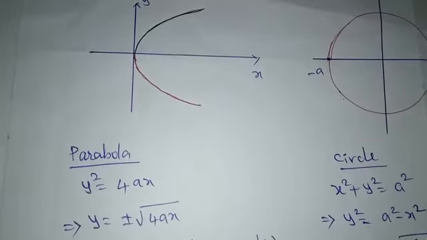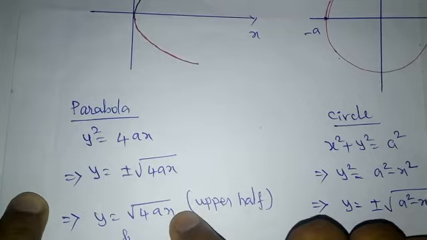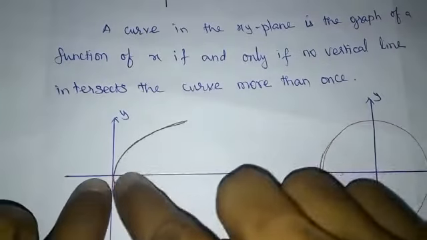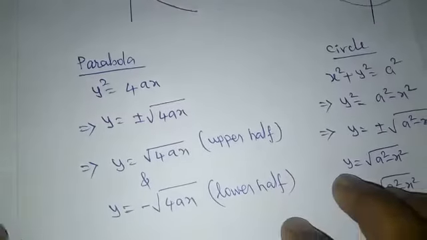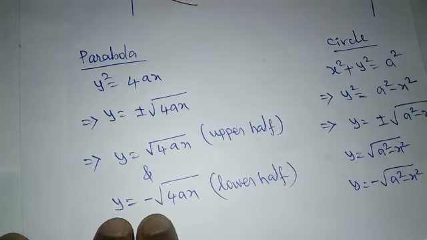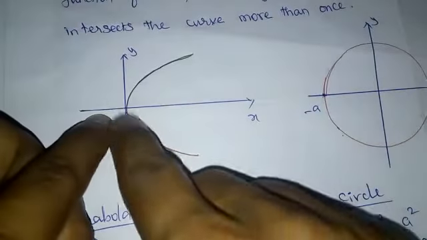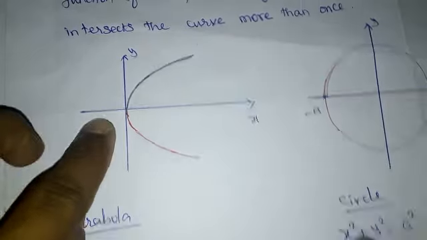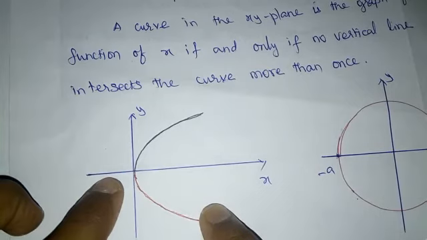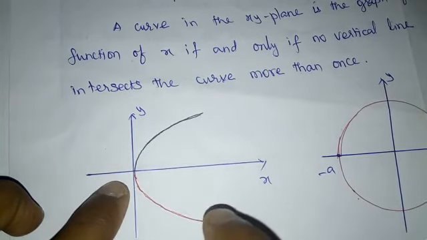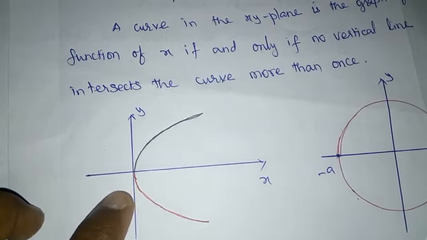Here y equal to square root of 4ax represents the upper half of the parabola. In the same way, y equal to minus square root of 4ax represents the lower half of the parabola. Therefore, this curve is not a graph of a single function. It is a combination of two functions.